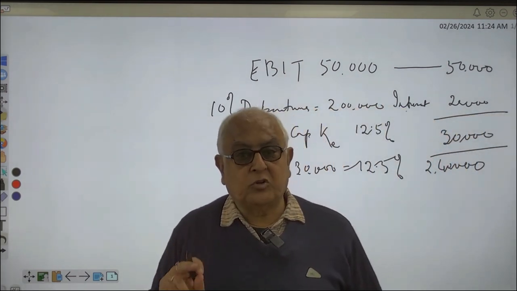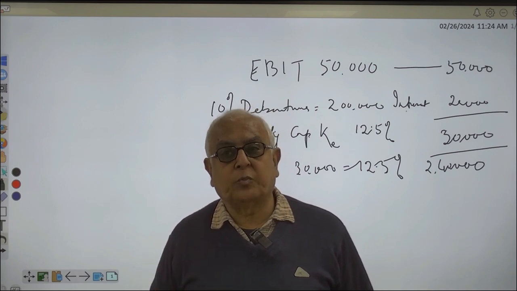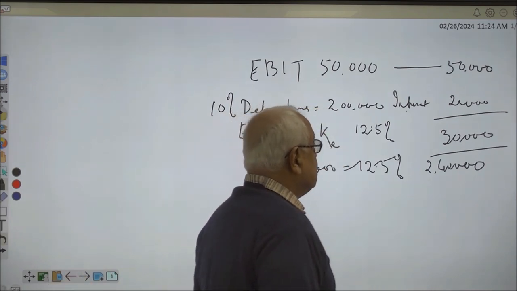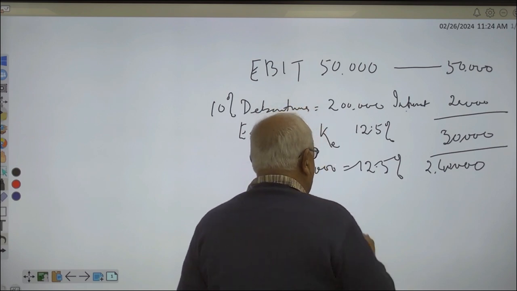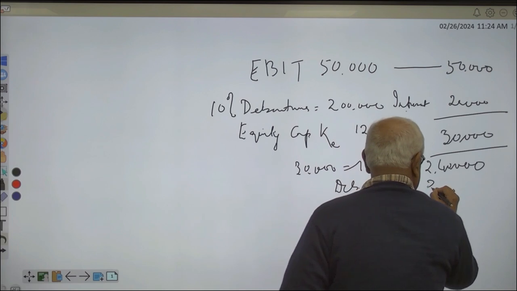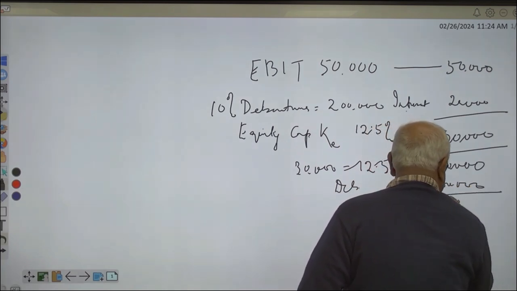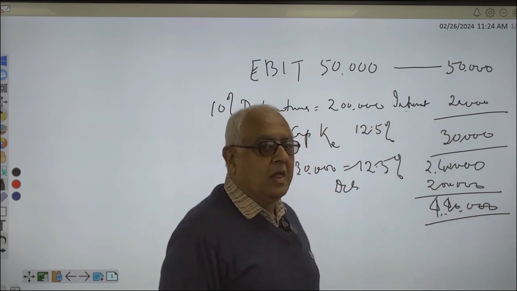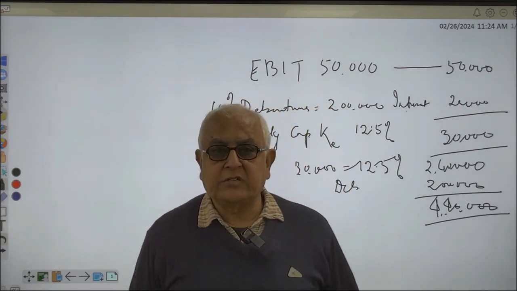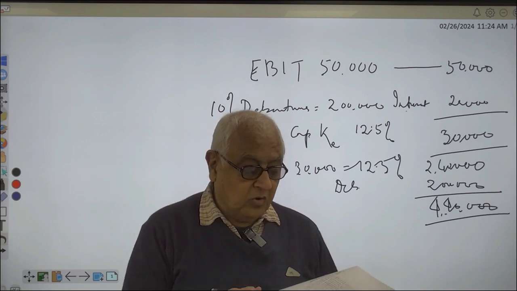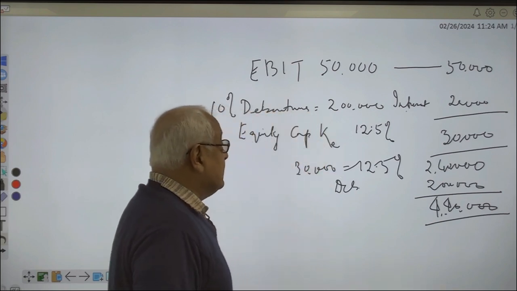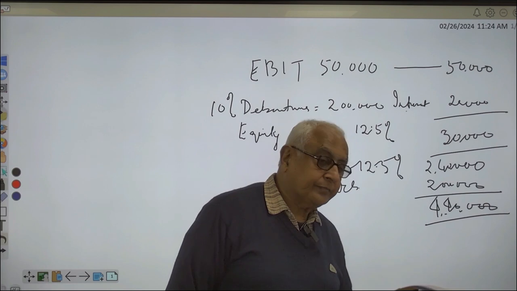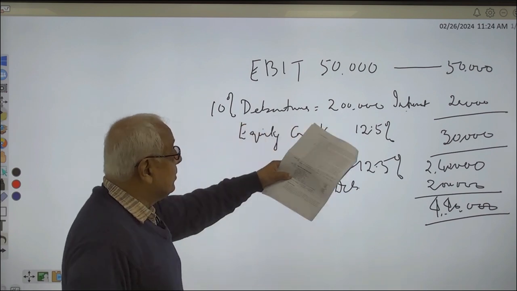So the equity shareholders' worth of rupees 2,40,000 will be paid at 12.5%, which comes to how much? 30,000. So the total comes to 2,40,000. And the debenture is how much? 2 lakh. What is the capital structure? 4,40,000, out of which 2 lakh is debentures and 2,40,000 is equity shareholders. The cost of equity comes to 12.5%.